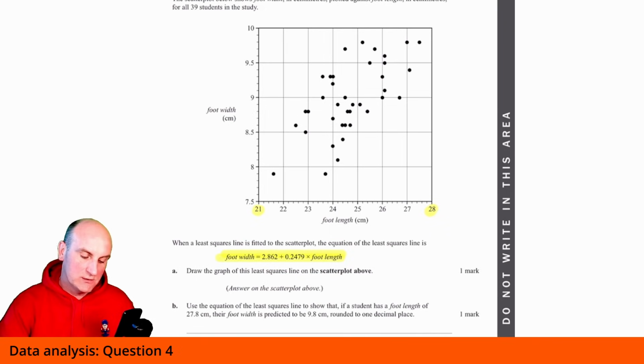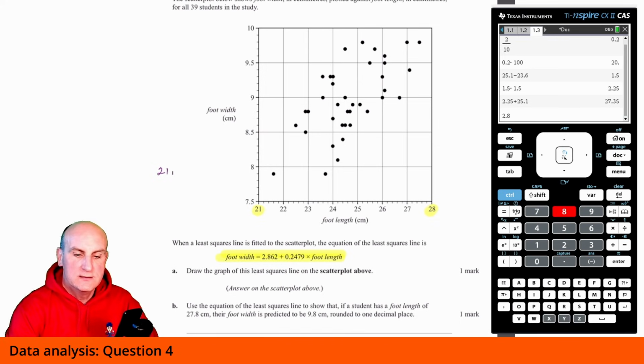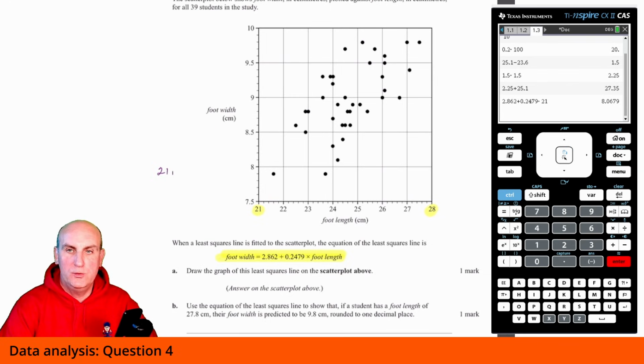So first things first, a foot length of 21. Fire up my calculator. I'm going to say 2.862 plus 0.2479, multiply that by 21. That gives me 8.06. Let's say 8.1, because I can't plot that particularly accurately. That's my 21 in. Then I'm going to put 28 in.